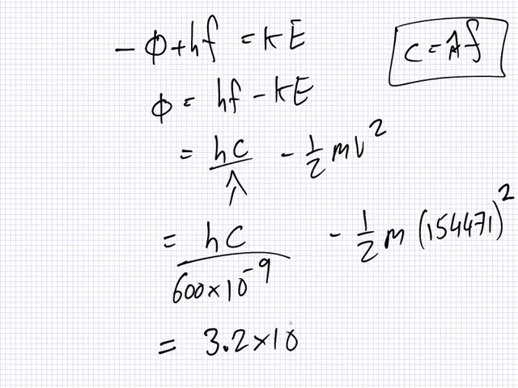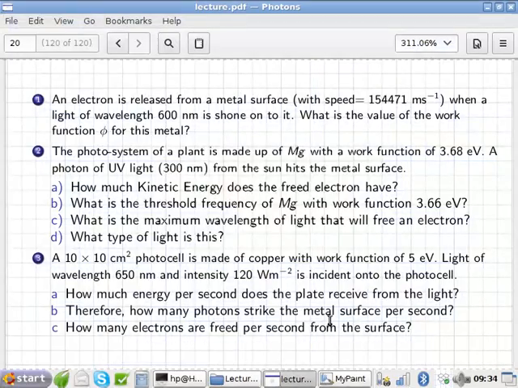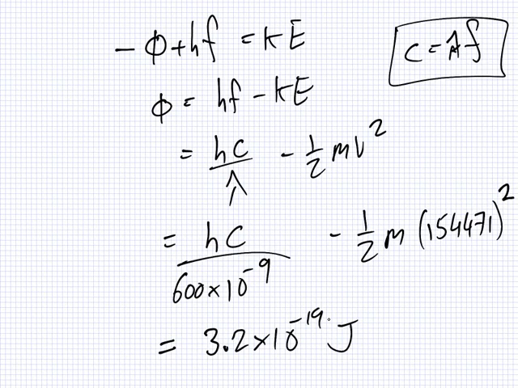.2 times 10 to the minus 19 joules. Did you get that, Grace? No. What did you get? 1.5. Where's the problem? Formula. Which formula? Everything's up. Okay.